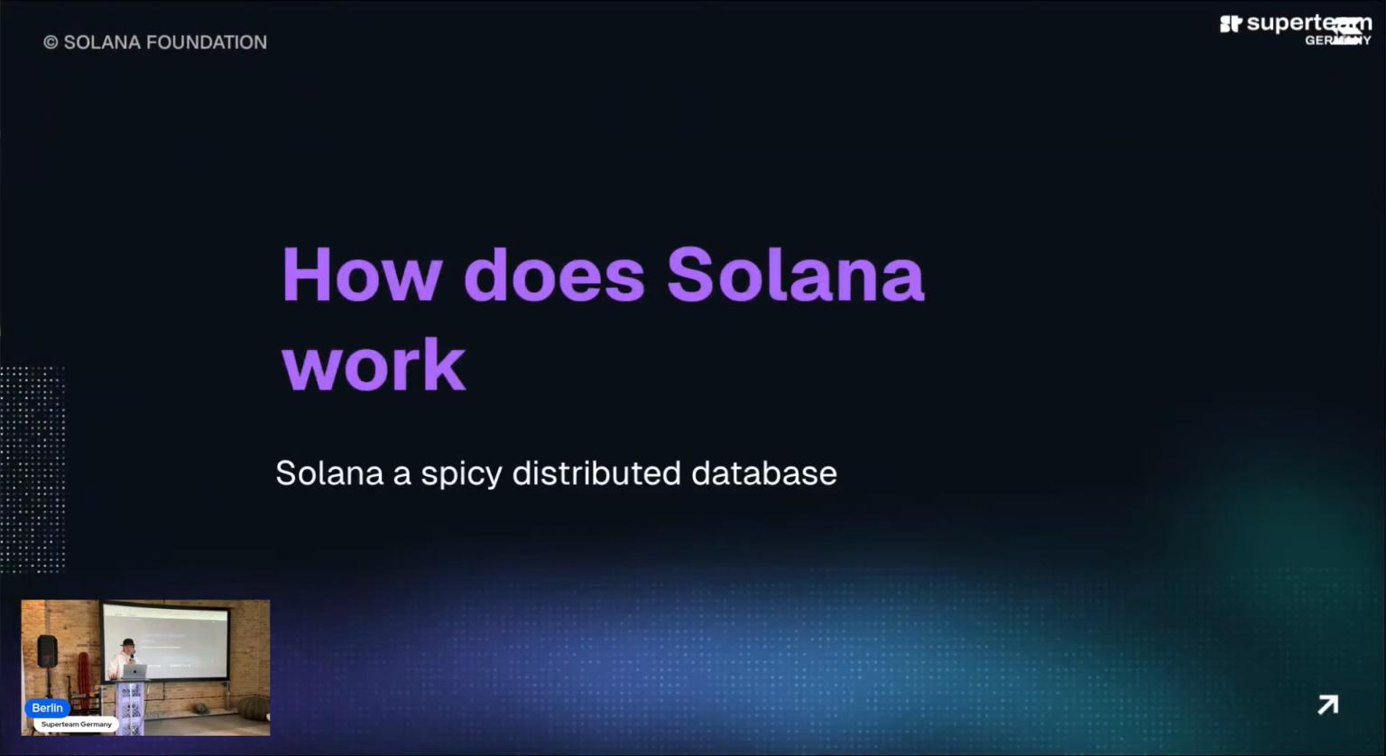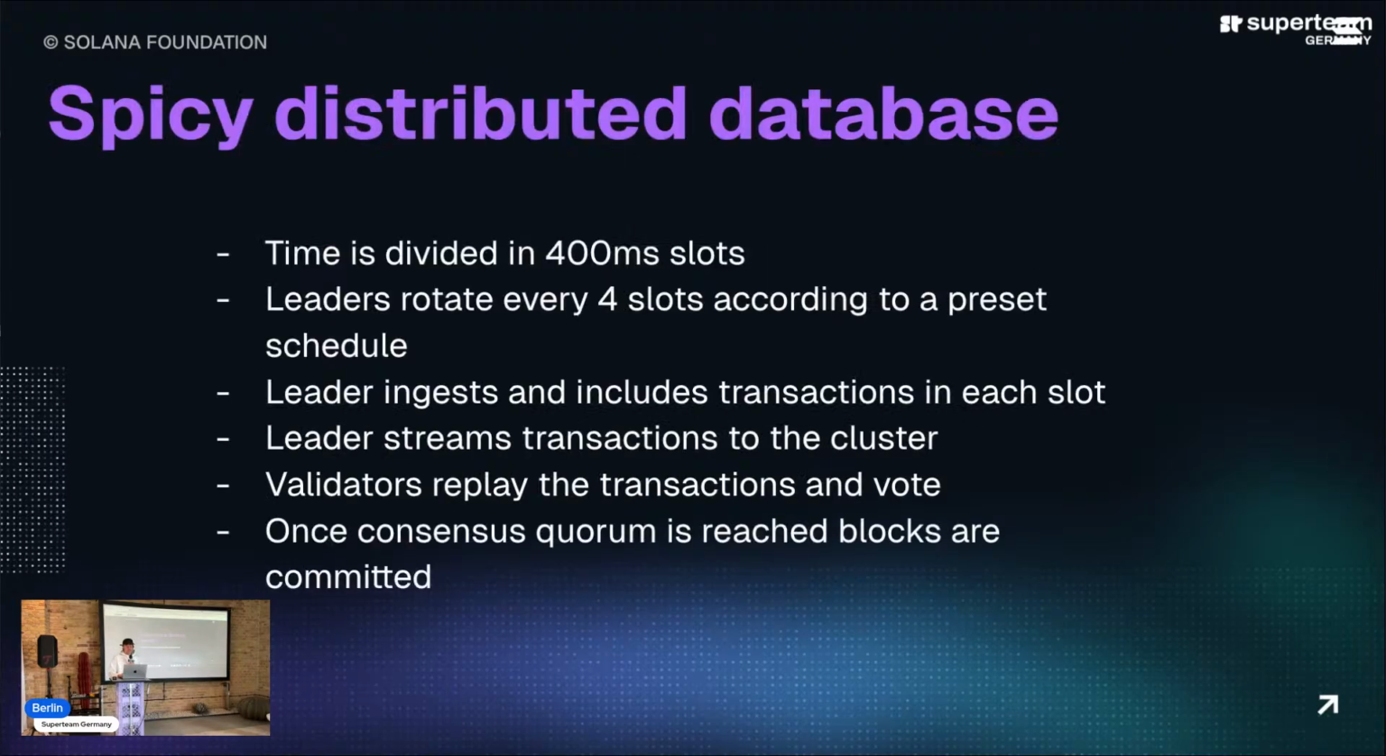So, how does Solana work? Solana is basically just a spicy distributed database. And time is divided into 400 millisecond blocks. You have a leader schedule which changes every 4 slots. So you have one leader that has like 1.6 seconds to decide what's going to happen on Solana.